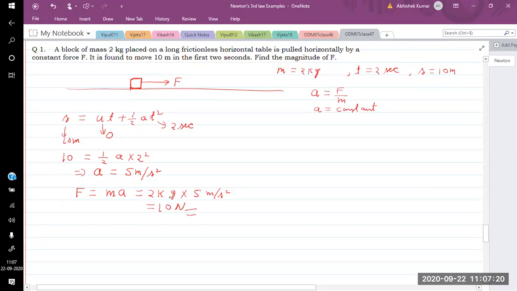So in this way we can find. So this was a simple question. So this is just to revise the concept.